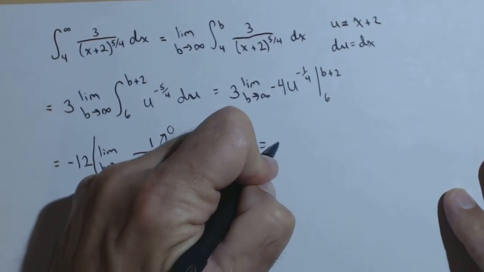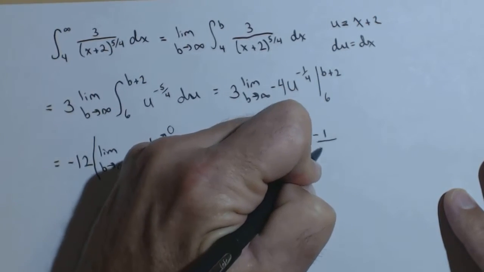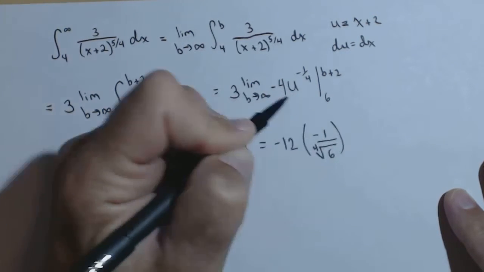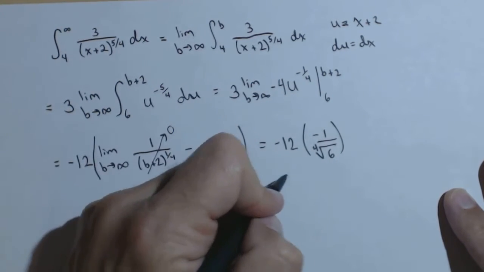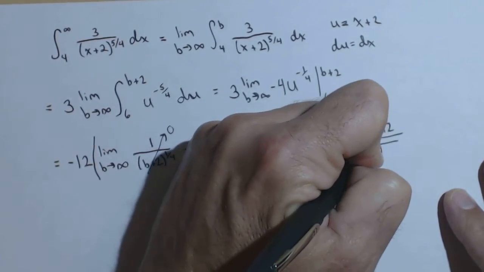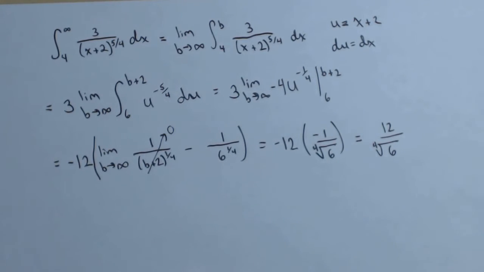So we end up with negative 12 times negative 1 over, let's write it this way, the 4th root of 6. And we'll multiply the 12 and the negative 1 together, and we get 12 over the 4th root of 6. We could get that as a decimal, but that's a nice exact answer.